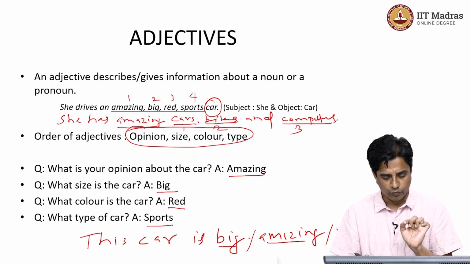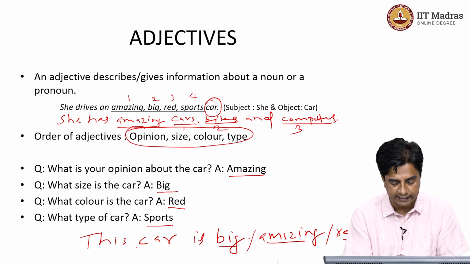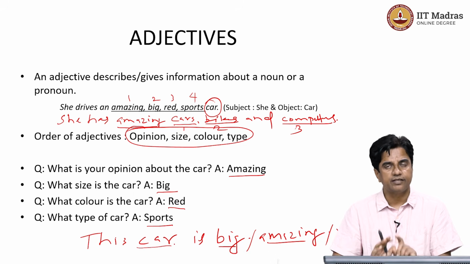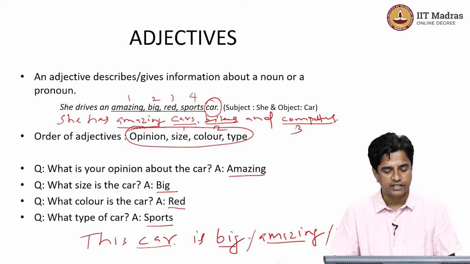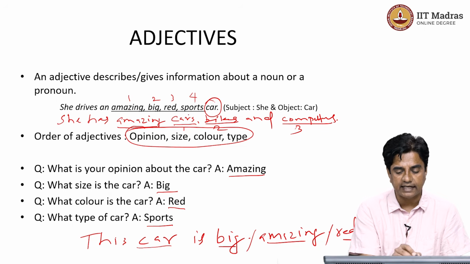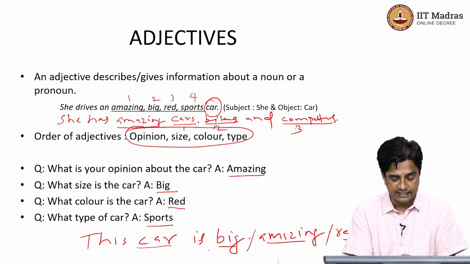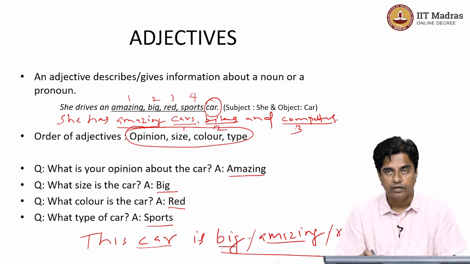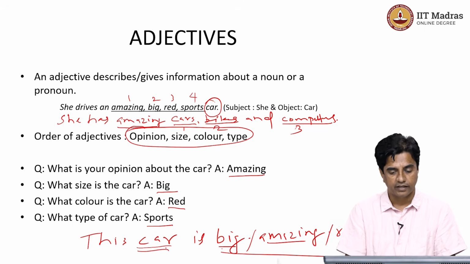But what are they doing? They are modifying again this car. But at this time, you see the order of these words as different. In the previous sentence, you have seen all these adjectives precede the noun car. In this type of sentence, you see all these adjectives following the noun car.